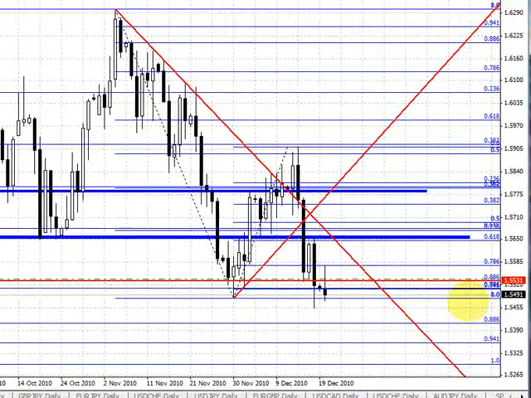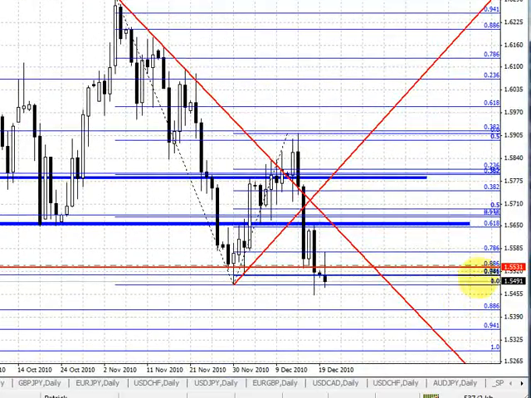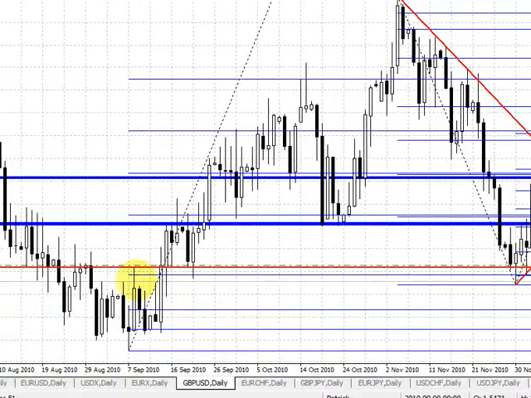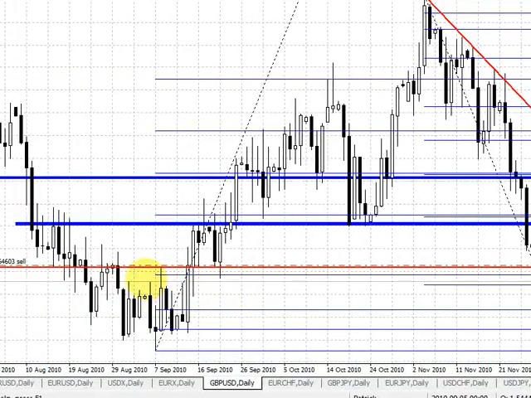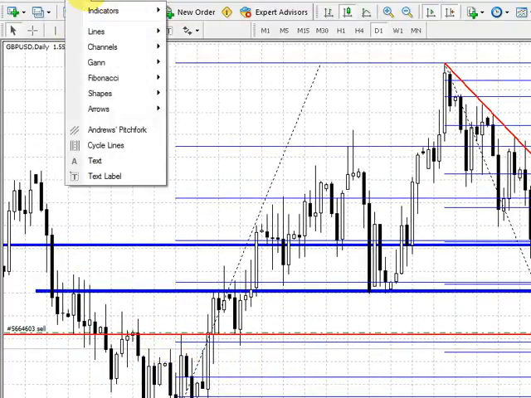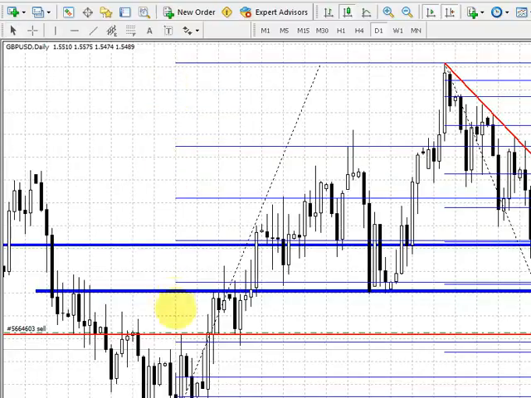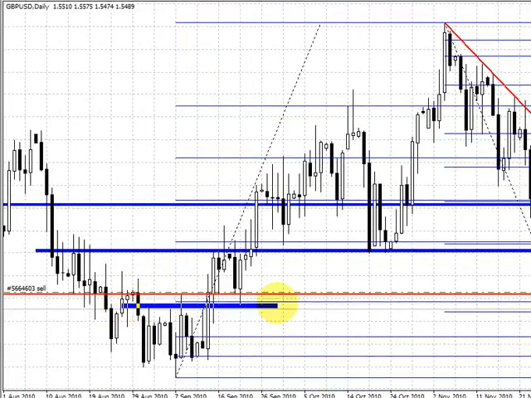Well, we got a point. That was obviously the 78.6%. This is the 88.6. So this is a new target area. Support and resistance area as well. There is some support and resistance around here as well. So let's put in the line. There's definitely something going on here.